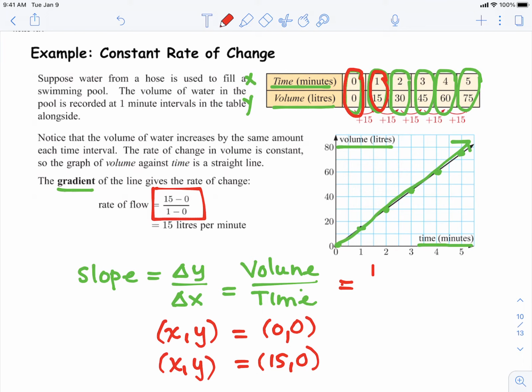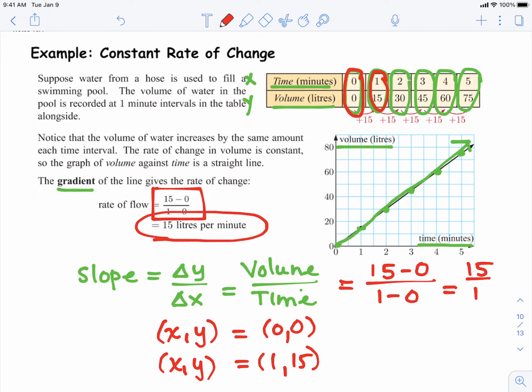So the change in y over the change in x. So it's 15 subtract 0, and then 1 subtract 0. So 15 over 1. So the rate of change is 15 liters per minute. That's the constant rate of change for that pool.